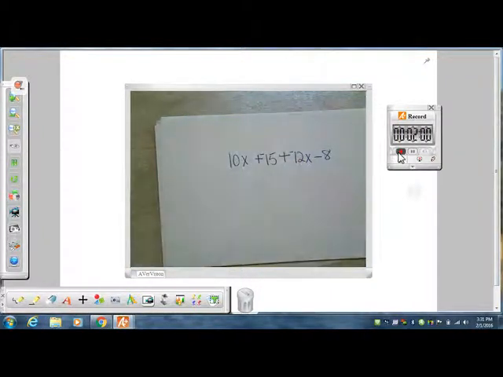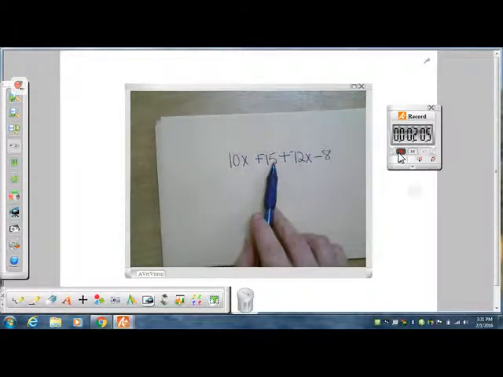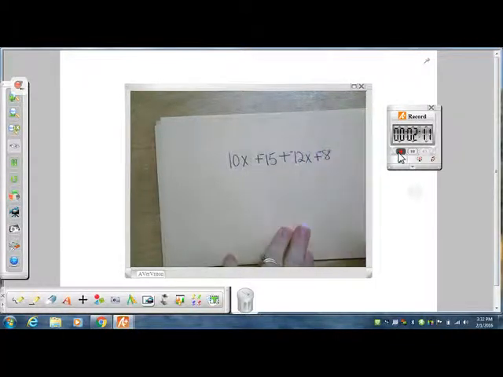So here's what I have. I have 10x plus negative 15 plus negative 12x minus 8. Oh, wait, I didn't change that one. That should be plus negative 8. Okay, so now I've got all of them as addition.